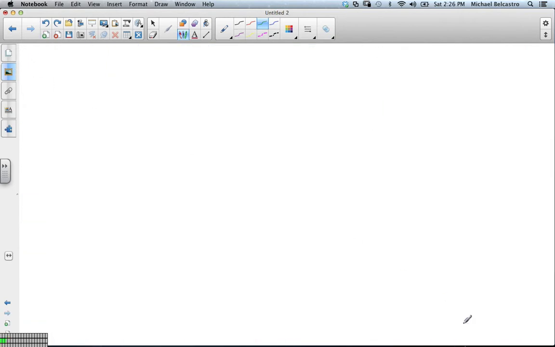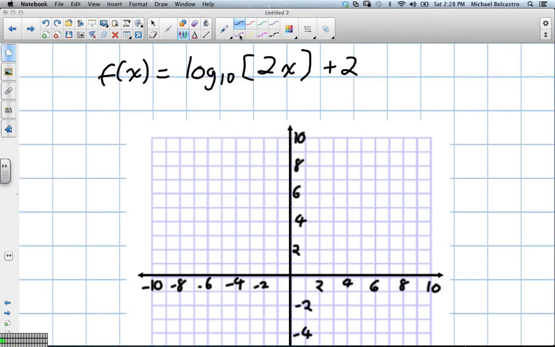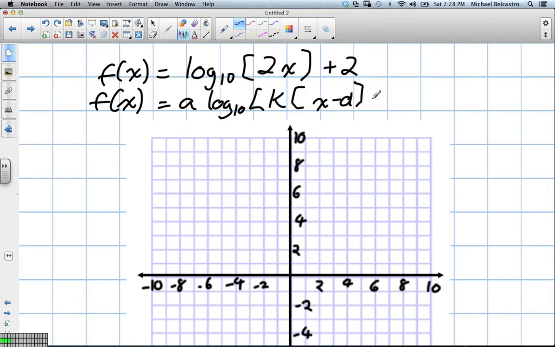And what we'll do, so we've made up another question here. And again, we'll just relate it to our transformations. We have a log 10 of kx minus d and plus c. So we have two values here. Which do they represent and what are they?